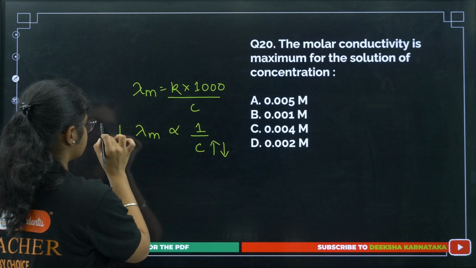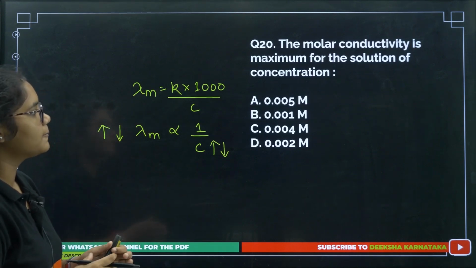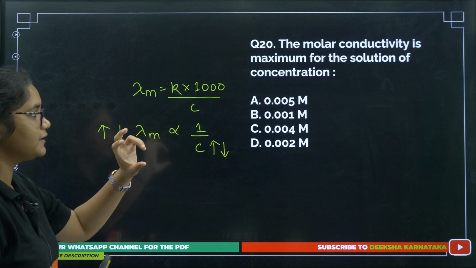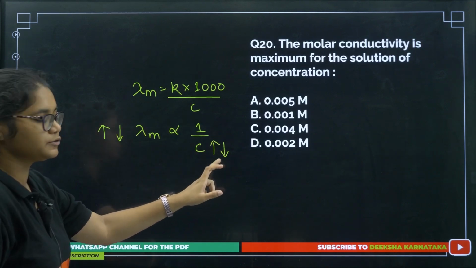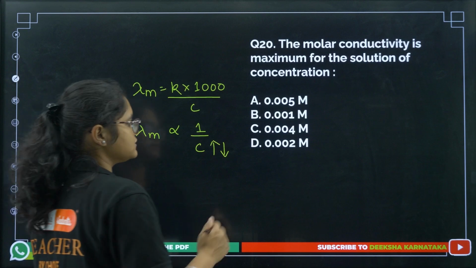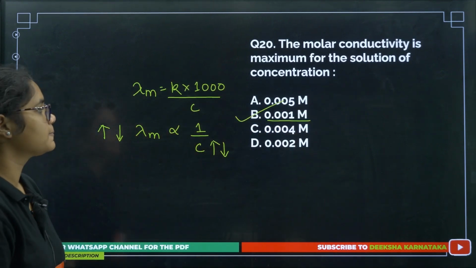If concentration decreases, molar conductivity increases. So we need maximum molar conductivity, right? That means the concentration should be very less. The concentration is less in this option, so that is why it is option number B.